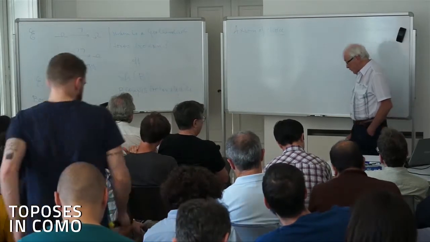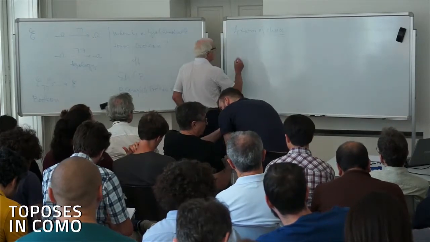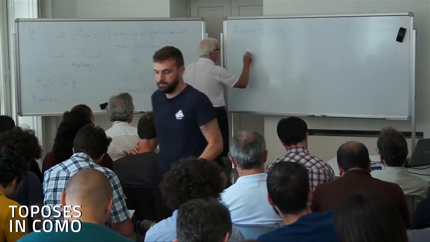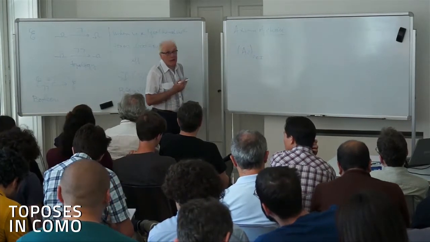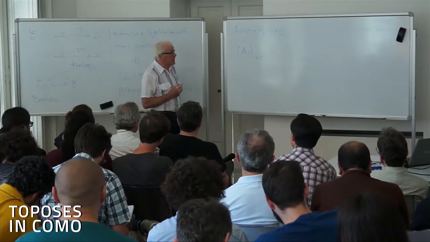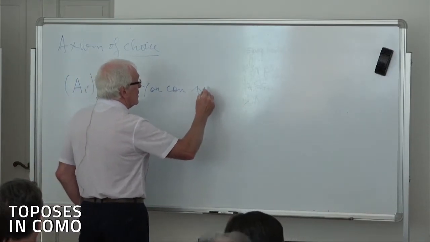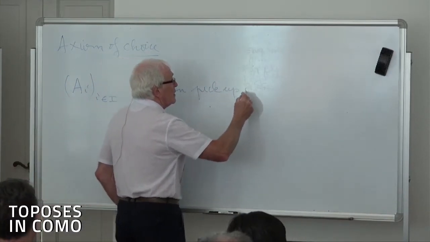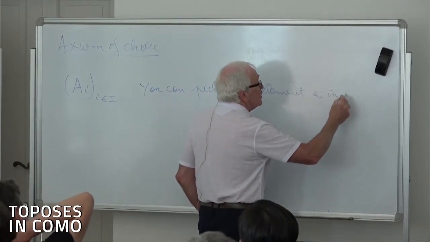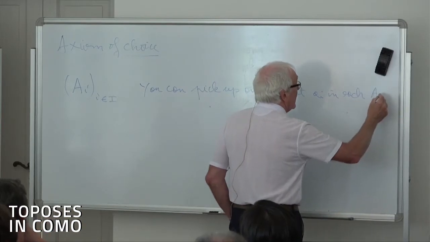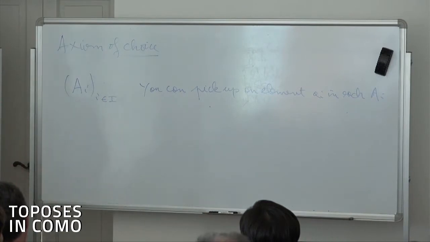There is the axiom of choice. What does the axiom of choice classically say? It says, take a family of sets, non-empty sets. Then you can pick up an element a_i in each A_i. You can make a choice of an element in each A_i.